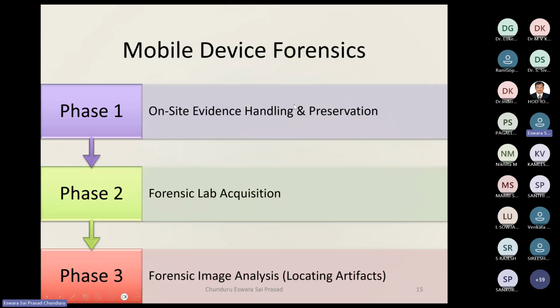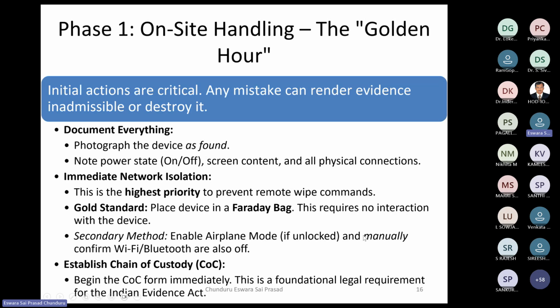So in mobile device forensics, 3 phases will be there: on-site evidence handling and preservation, forensic lab acquisition, and forensic image analysis, that is locating the artifact. These are the 3 phases. Coming to the on-site handling, it is called the golden hour. It is very, very critical, and any mistake can render evidence inadmissible or destroy the evidence.